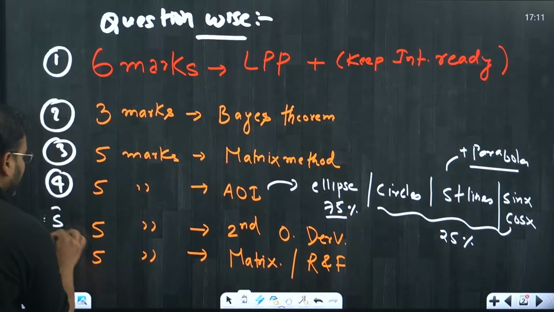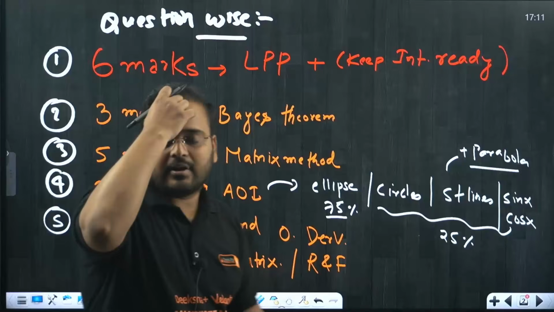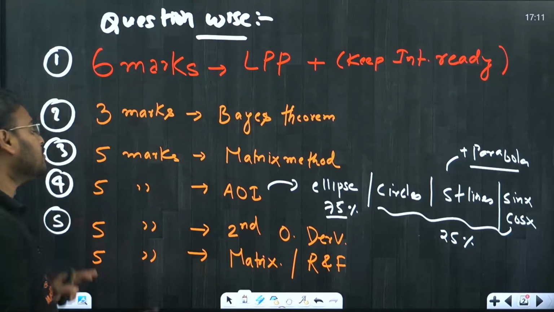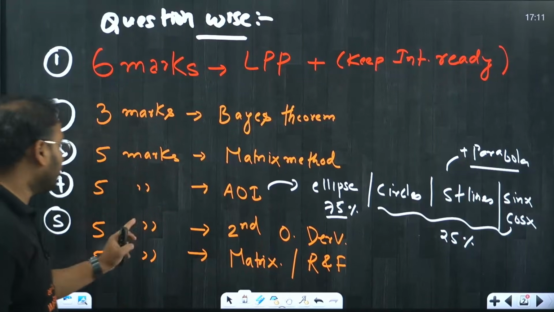Next, question number 5 that you're going to take is second order derivative. This will be their question. You'll get a function. You have to either prove or get a result or find the second derivative of a given function. That will be another 5 marker.